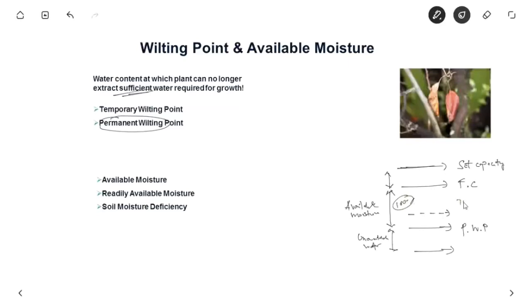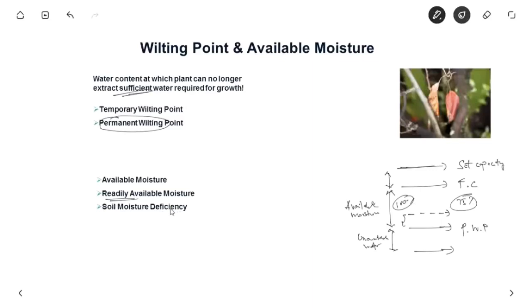Let us say this is 100%. Out of this, only 75% the plant can extract the water easily, so the other 25% goes into the permanent wilting point. So approximately 75% is easily available, and that is known as readily available moisture.